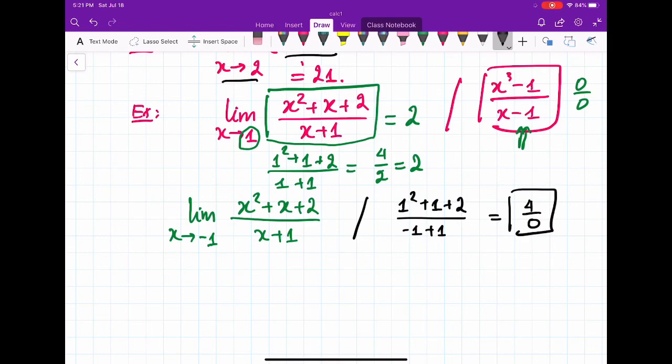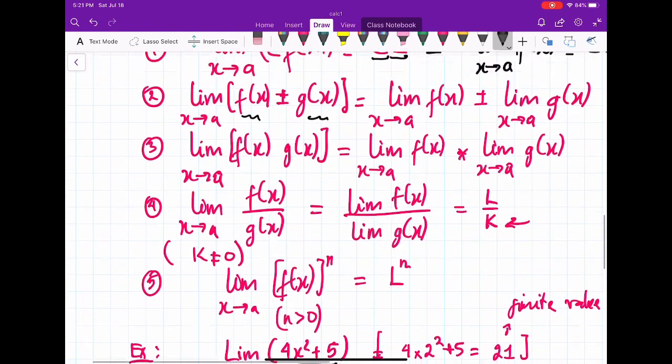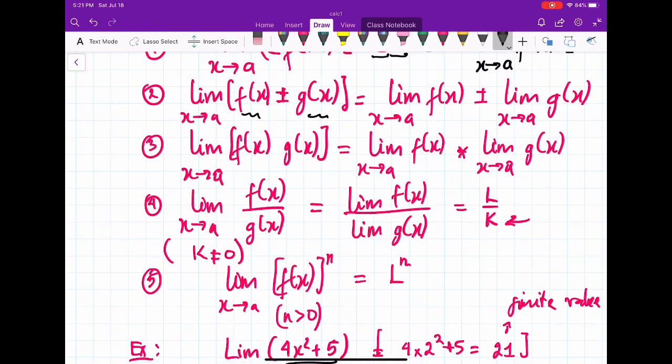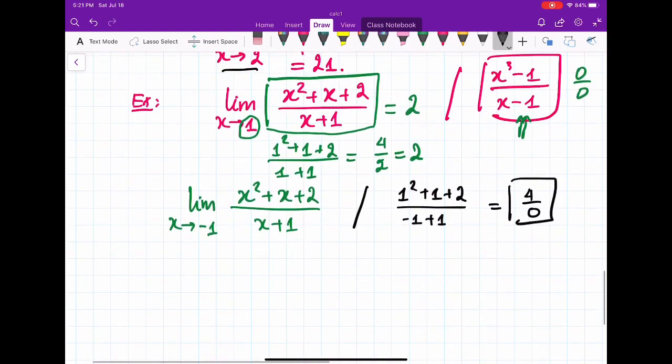So what to do in this situation? In this situation, we cannot apply this rule. We cannot apply this because k is 0. We suppose that k is not 0, but in this case, k is 0. So there's no way to apply that.